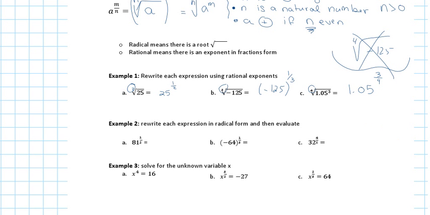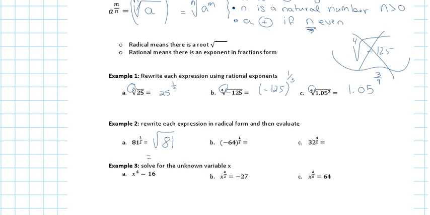Write the expression in radical form and then evaluate. So they want you to write it first of all in radical form, and then you're going to evaluate. Yeah. The square root of 81. Put your hand up if you want to answer. Hayden? 9. That's your answer.